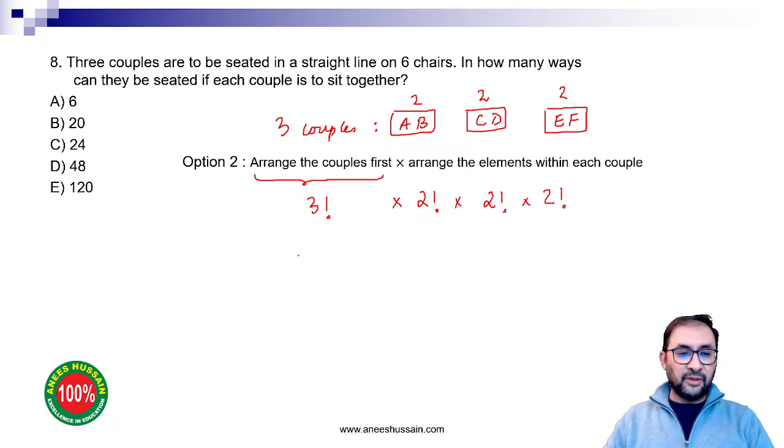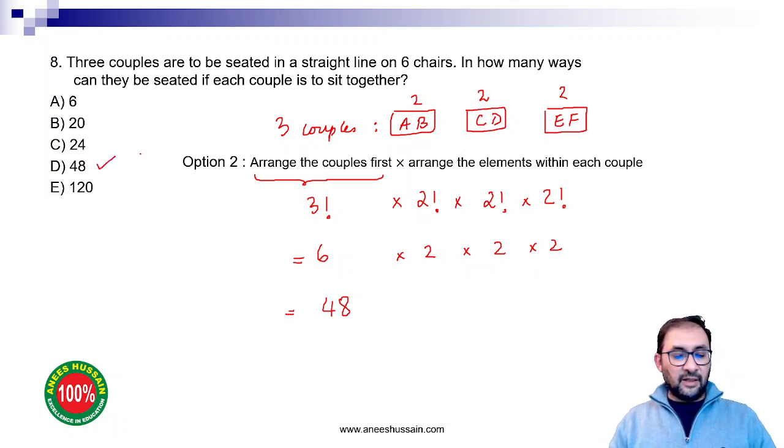So 3 factorial is 6 times 2 factorial is 2 and 2 and 2. So what does that give us? 6 times 2 is 12, 12 times 2 is 24, 24 times 2 is 48. So the answer should be option D, which is 48. I hope this is clear to all of you.